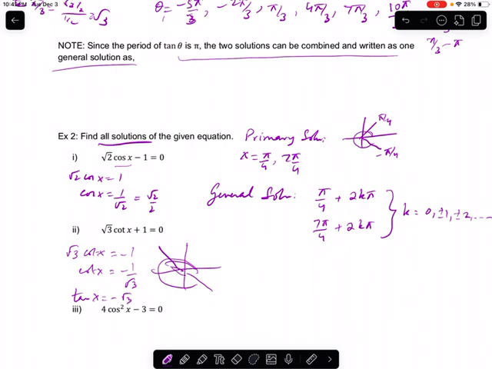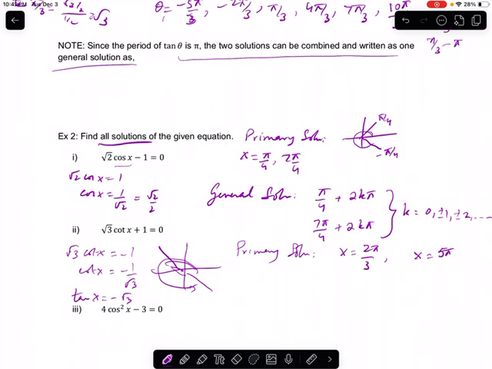So our primary solutions are x is equal to 2 pi over 3 and x is equal to 5 pi over 3.